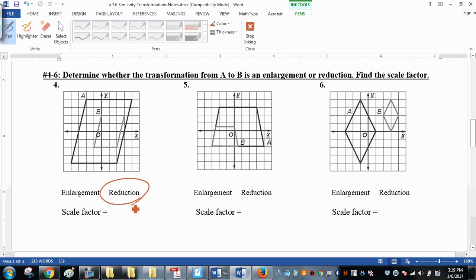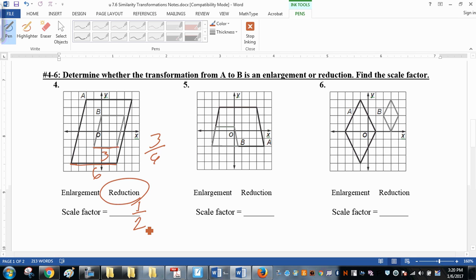Now, again, I could use any side I want, but check it out. I have a horizontal side, so I don't need to use the distance formula. I can count. 1, 2, 3, 4, 5, 6 units. Go to my small one. 1, 2, 3. There's my corresponding side. It's a reduction. It's getting smaller, so we take the small side over the big side, and our scale factor is 1/2.